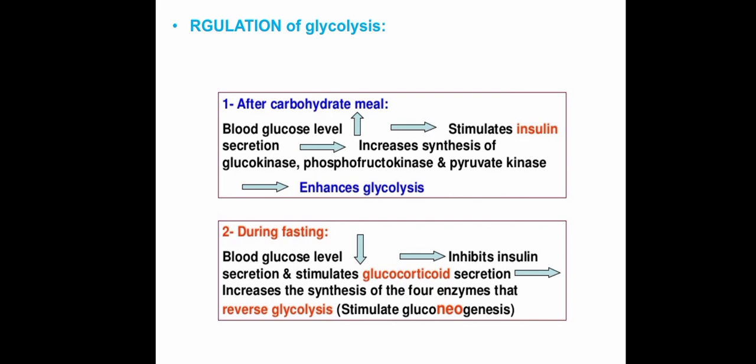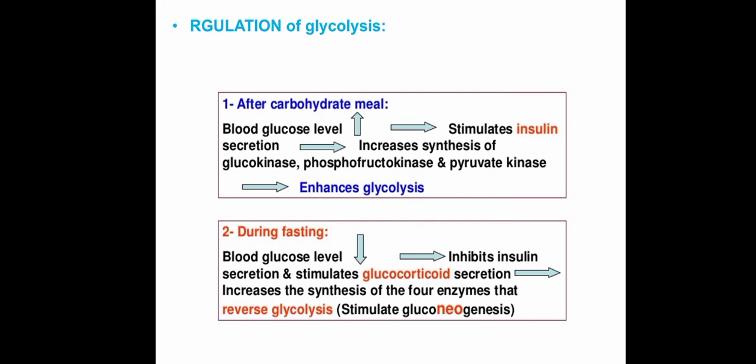When a person is fasting, his or her blood glucose level falls. That inhibits the insulin secretion and stimulates the glucocorticoid secretion. That increases the synthesis of the 4 enzymes that reverse glycolysis, stimulating gluconeogenesis. Gluconeogenesis is a process where glucose is produced from some non-carbohydrate sources. From those sources glucose can be produced, that is gluconeogenesis. Somewhere it is termed as new glucogenesis, same thing. So these are the general ideas.